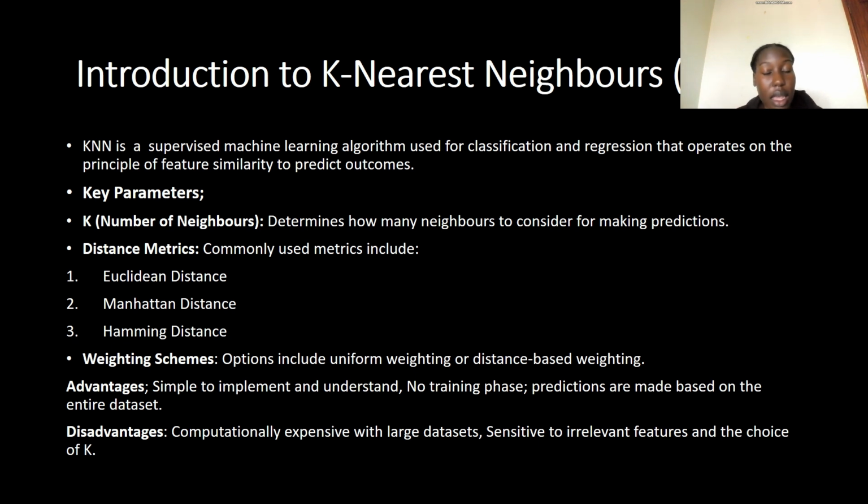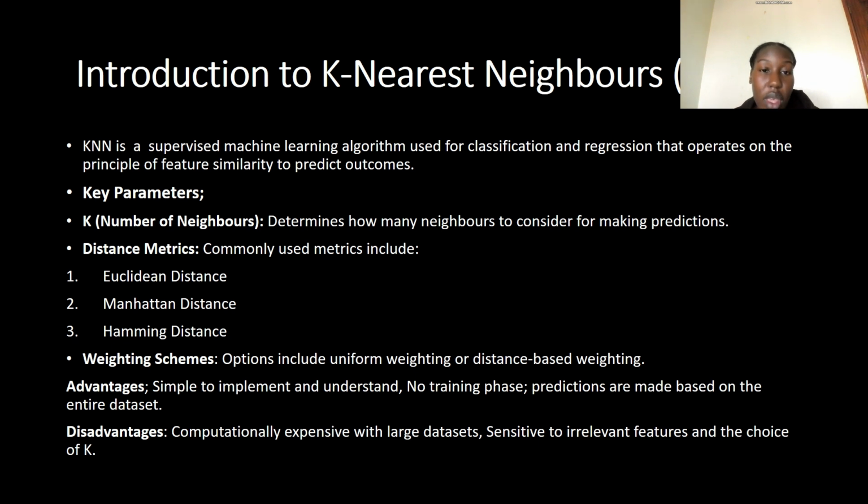The parameters in KNN include K, which is the number of neighbors, and this determines how many neighbors to consider when making predictions. Distance metrics: commonly used metrics include Euclidean distance, Manhattan distance, and Hamming distance. Weighting schemes: options include uniform weighting, where all neighbors contribute equally, or distance-based weighting, where closer neighbors have greater influence.